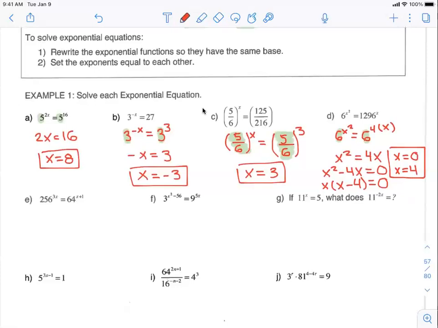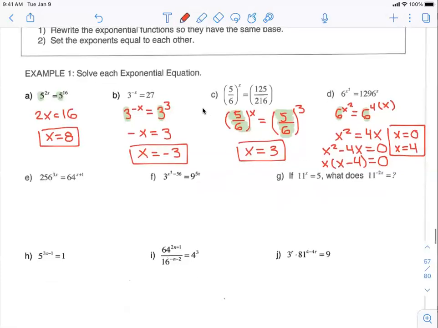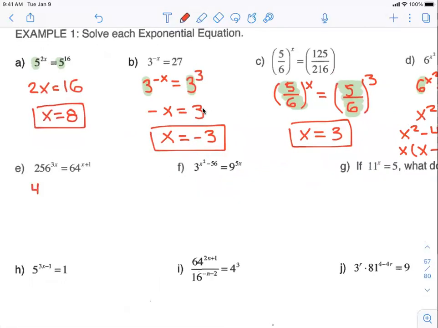Sometimes what will happen is a problem like E. Notice 256 and 64. Sometimes you have to change both numbers to be the same base, not just one, but both numbers. So in this instance, I'm thinking, all right, 64, 256, I think I can get them to both be bases of 4. So I can try my calculator. 4 to the fourth power is 256. So then I'm going to still have that 3x there. 64 is the same thing as saying 4 to the third power, and I still have that x plus 1.